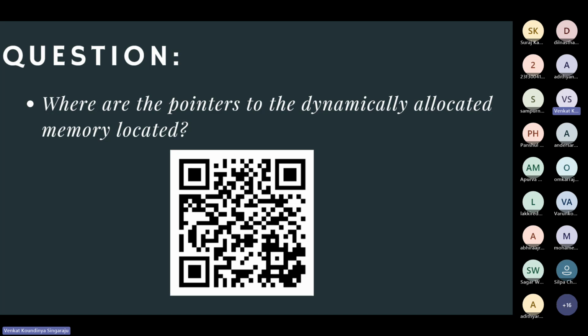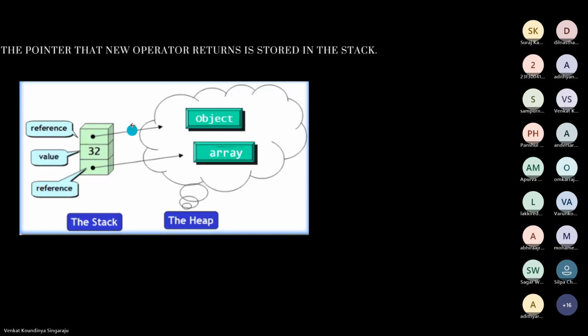If I'm closing the poll, the correct answer is stack. So let me illustrate this with the diagram. So this cloud is the heap. Now don't care about the names. They are just two chunks of memory that you have allocated. And now these dots represent the pointers which your new operator has returned. So this cloud is the heap, this is the stack. As you can see, these pointers are present in the stack and they point to memory locations in the heap.